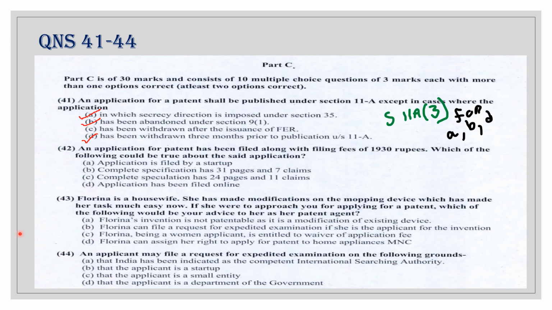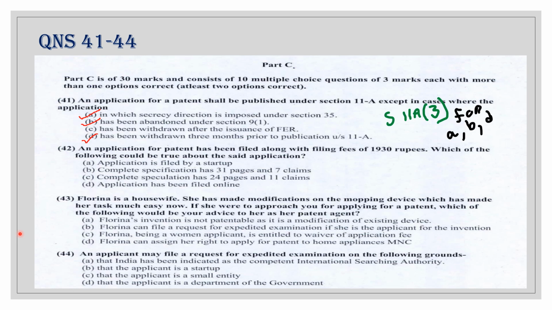Next, question number 42. An application for patent has been filed along with filing fees of 1930 rupees. Which of the following could be true about the said application? Here the application for a patent has been filed and the filing fee is 1930 rupees. Then what statements can be true about this application? Option A says application is filed by a startup.